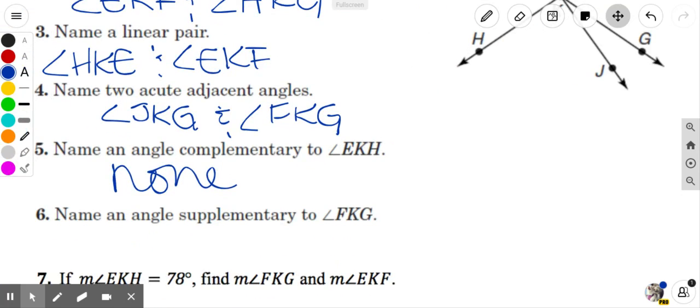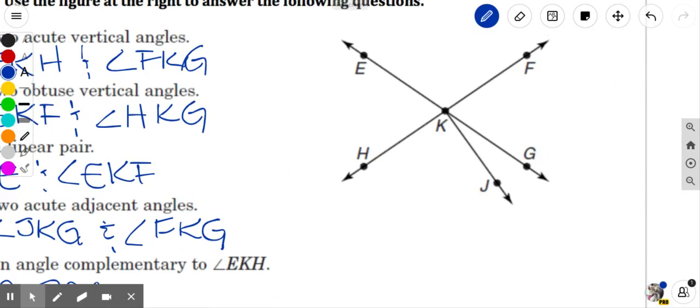Okay, next one, an angle supplementary to FKG. So FKG is here. So we can find one that makes a linear pair with FKG. So if we were to extend this line this way, this one would make a linear pair with FKG. So that would be EKF.